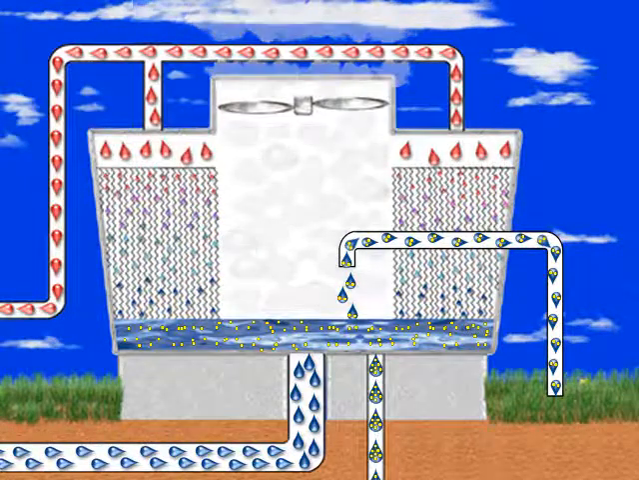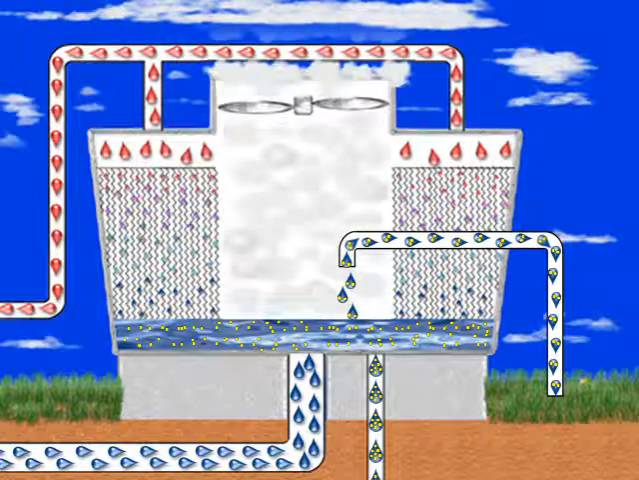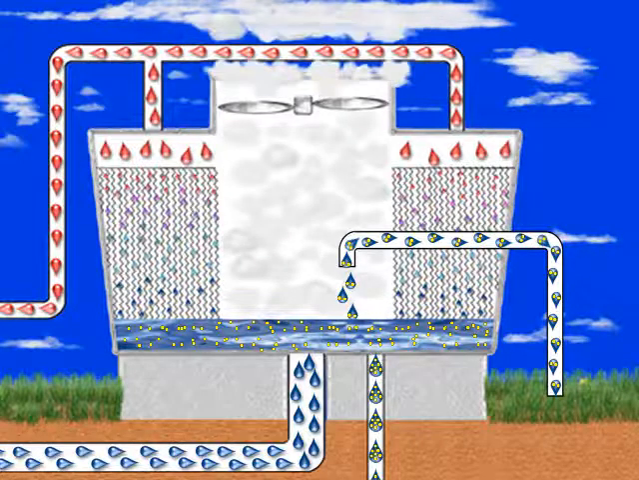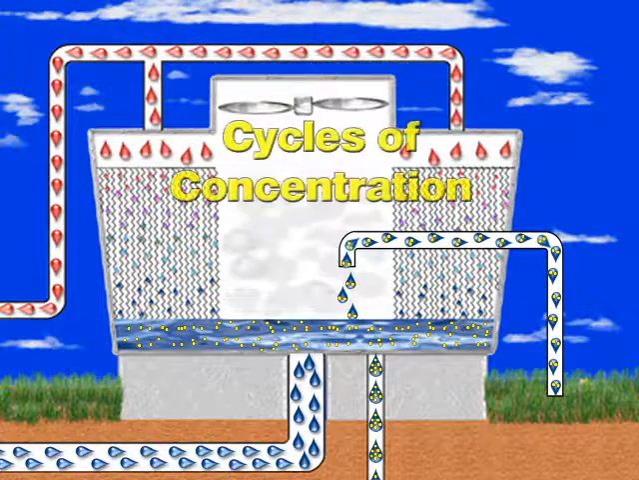During normal operation, evaporation, bleed-off, and makeup are balanced to maintain the proper water volume while creating a continuous open loop. This is how we build cycles of concentration.